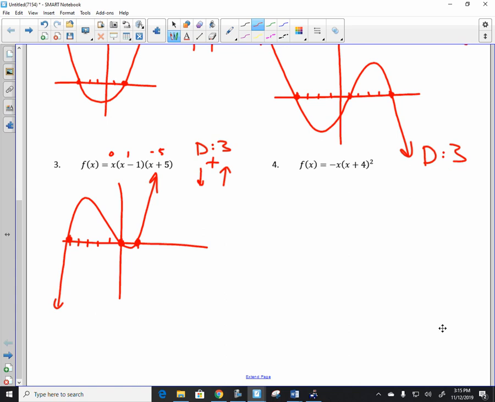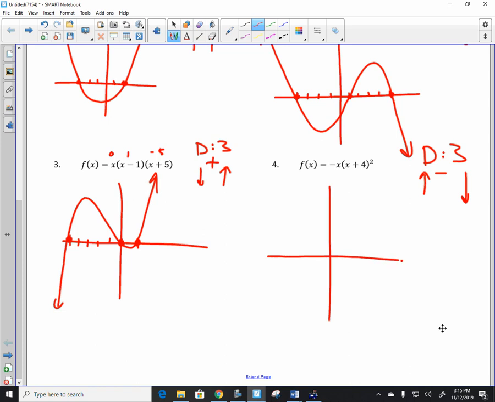Is it positive or negative? It's negative. I would get an x squared, and then negative x will make negative x cubed. Since it's negative, it finishes down. And since it's odd degree, it starts and finishes in opposite direction. So it'll start in the up direction, it'll finish in the down direction.